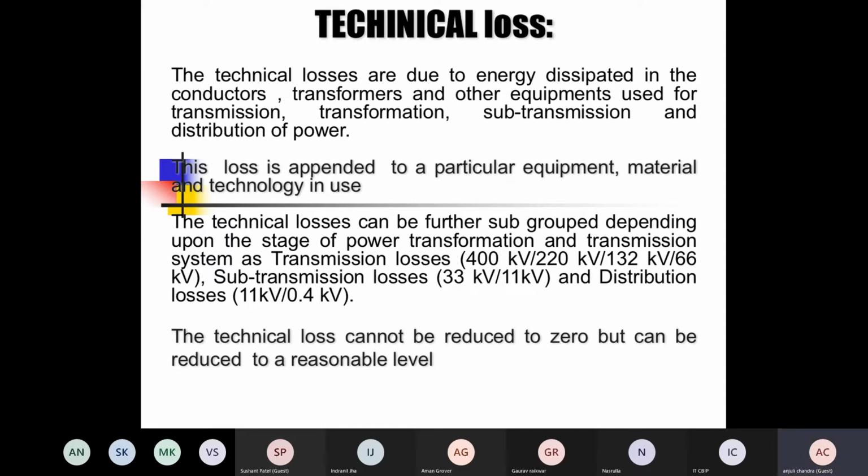Can the technical loss be reduced to 0? No, madam. Ideally it might be possible, but practically it's not possible. Theoretically, yes, maybe with superconductors, but actually there is always some resistance to the flow of current due to the material and the technology used. So the technical loss cannot be reduced to 0, but can be reduced to a reasonable level.